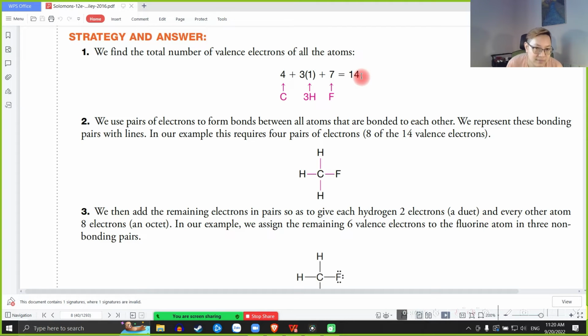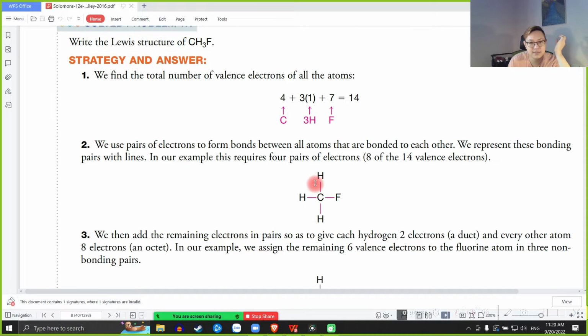Number 2, we use pairs of electrons to form bonds between all atoms that are bonded to each other. So, of course, you know that C is going to be the central atom, the one in the middle, in this case. And surrounding it are 4 things: 3 H and 1 F.